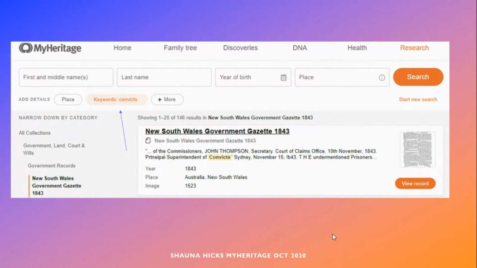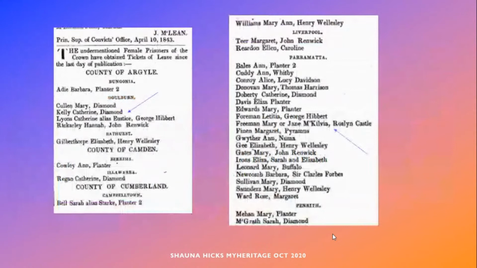But if you wanted to know a little bit more about convicts in 1843 or any year, you can put it in as a keyword and up it comes. So some examples to show what I mean. Here are the female prisoners who obtained tickets of leave in 1843.